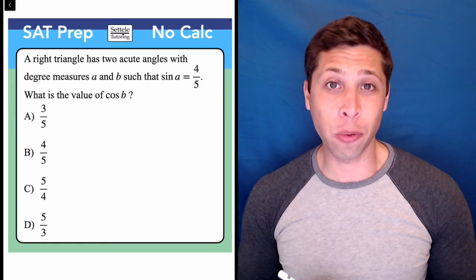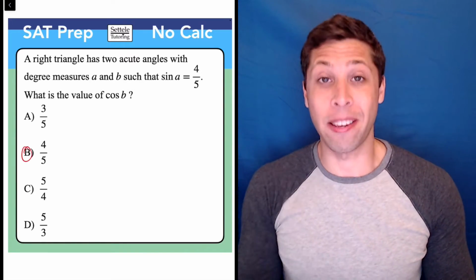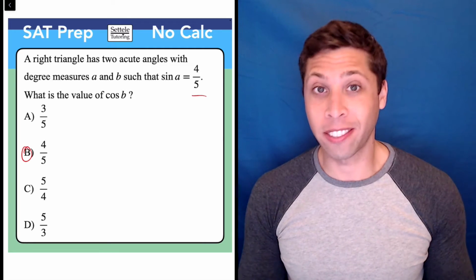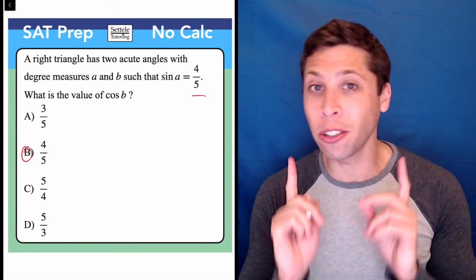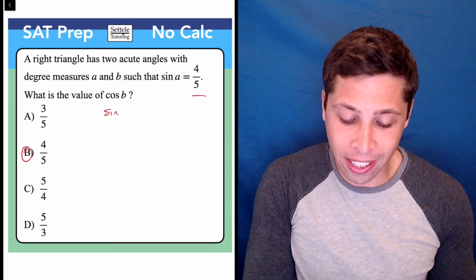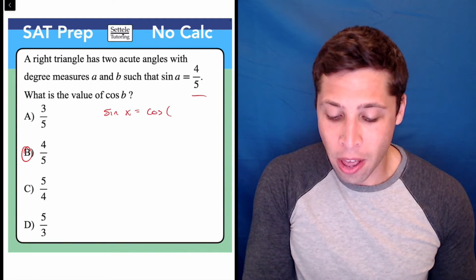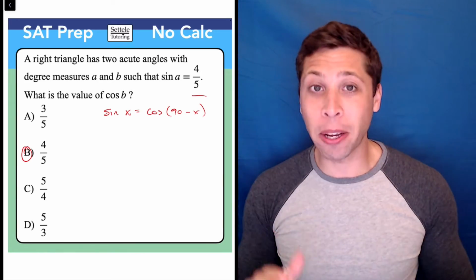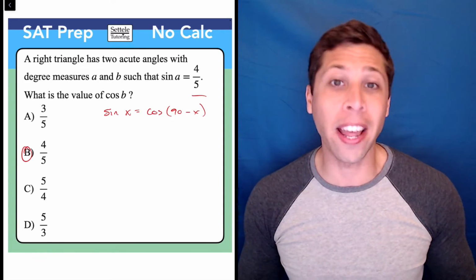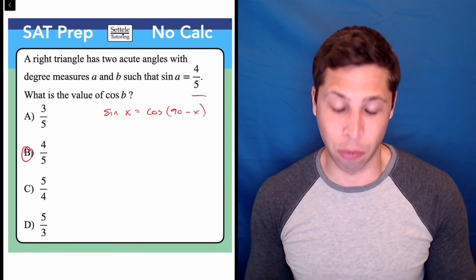The short answer to this question is that the answer is just B, 4/5. Because sine of A is 4/5, then cosine of B is going to be 4/5 because of a little known trigonometry rule that the sine of x is equal to the cosine of 90 minus x. You can genuinely get it just by knowing this rule, but I'm going to explain where this rule comes from, and then it should make more sense why the answer is 4/5.